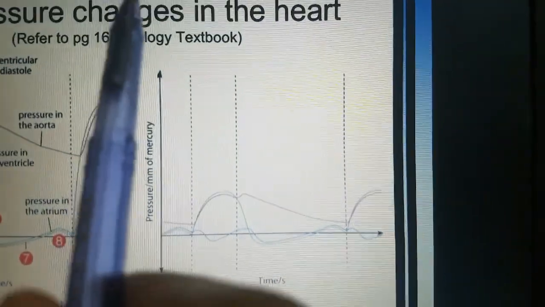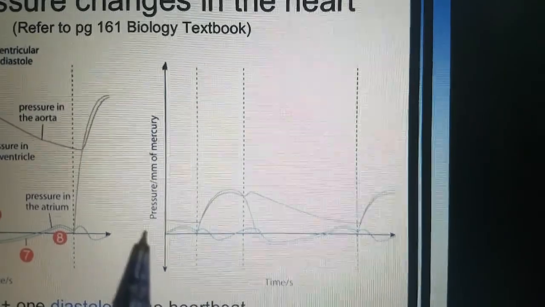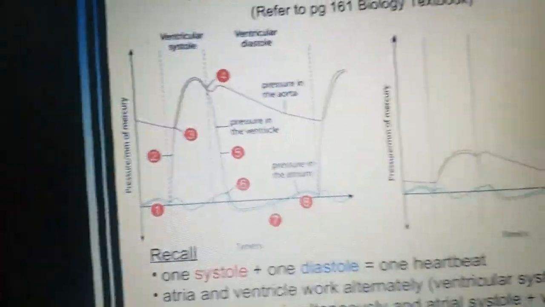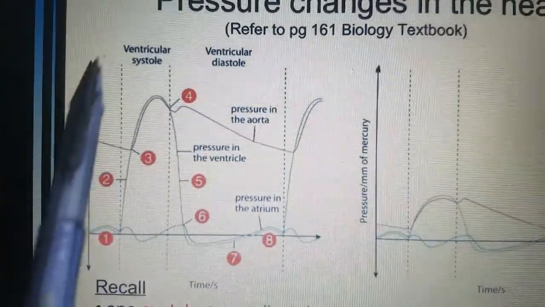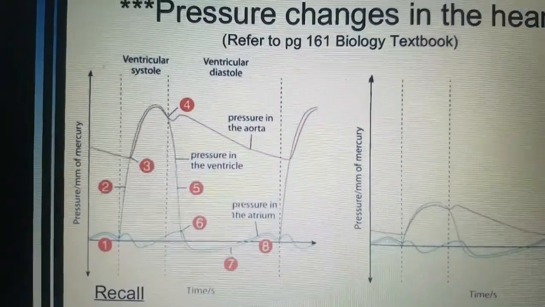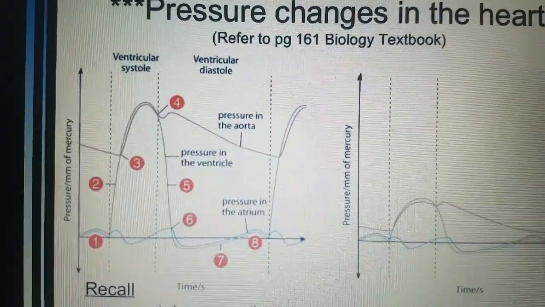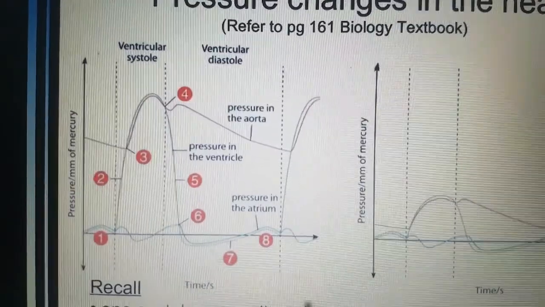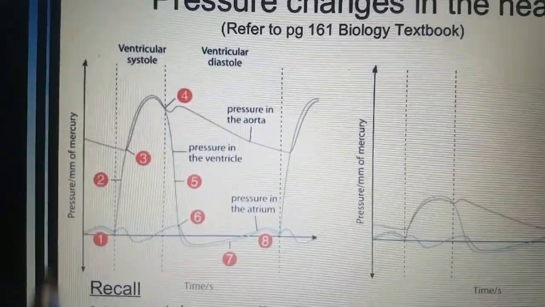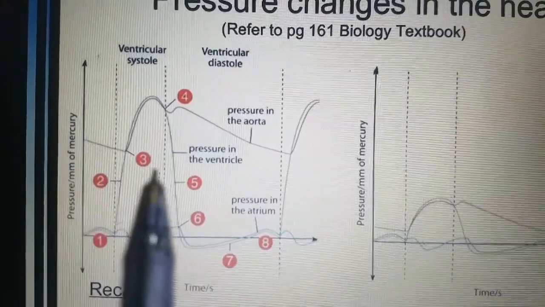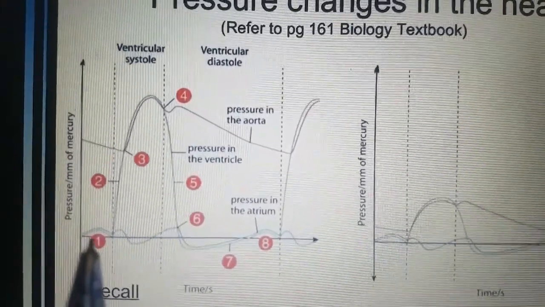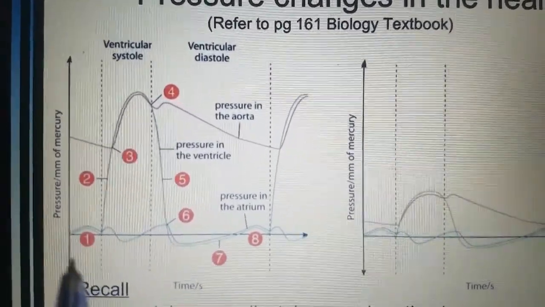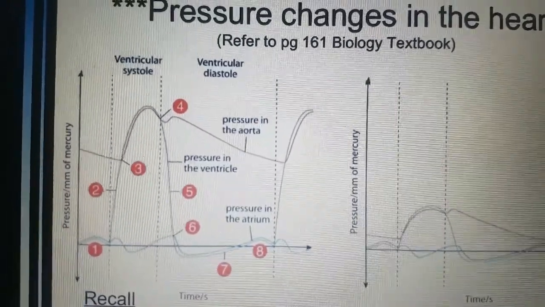Here we have to see the graph in two ways: pressure in mm of Hg, and time in seconds. This part is ventricular systole and the other one is ventricular diastole. These red numbers 1, 2, 3, 4, 5, 6, 7 and 8 represent time in seconds, that is 0.1 second, 0.2, 0.3 and so on. At 0.1, this is the area where the atria contract.